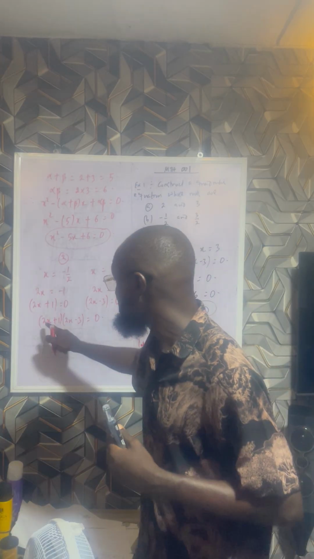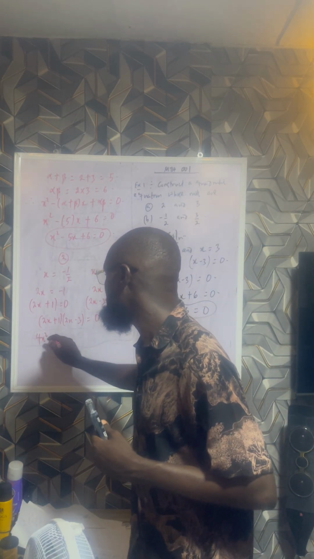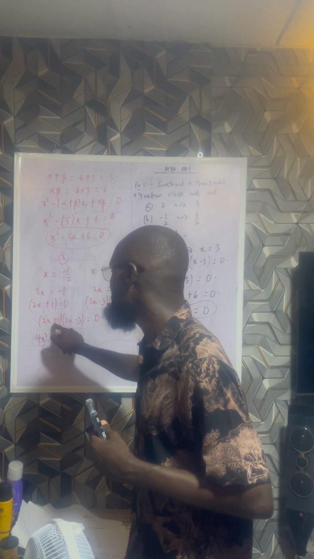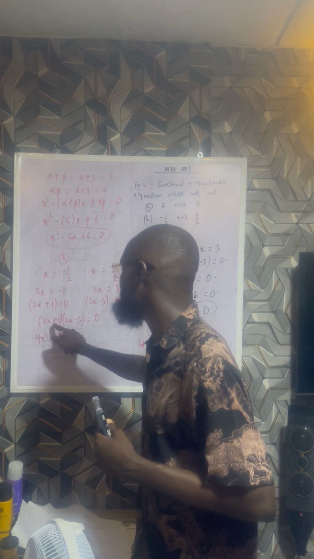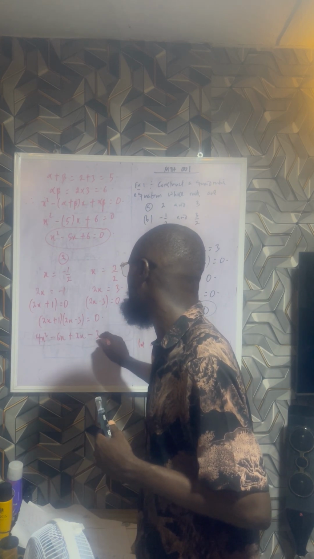So this will multiply this. That's 4x squared. The minus will come here. The 2x will multiply 3, that's 6x. The plus will come in. The 1 will multiply 2x, we have 2x. I'll say plus times minus, it will be minus. The 1 will multiply 3, we have 3 is equal to 0.